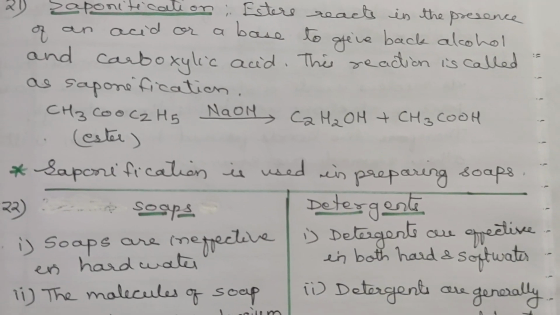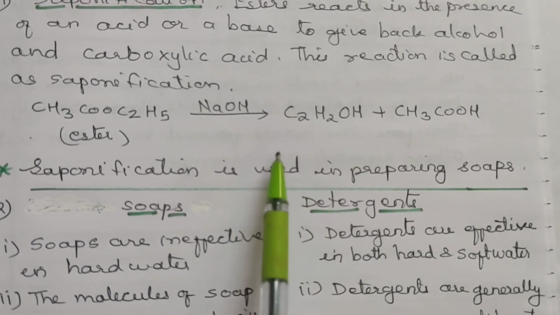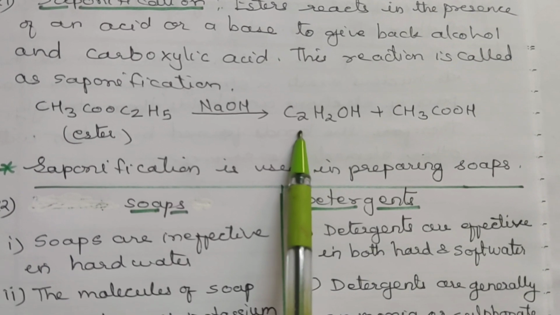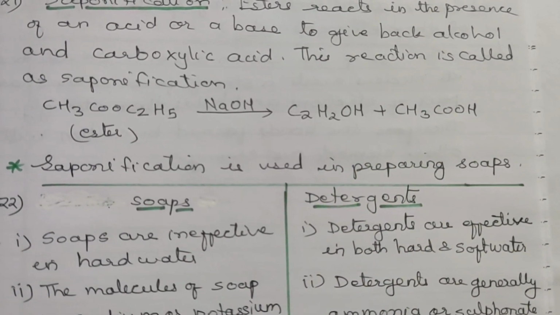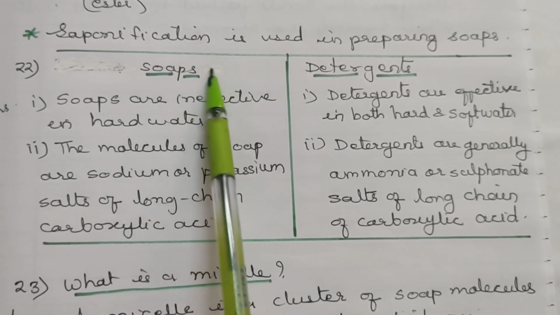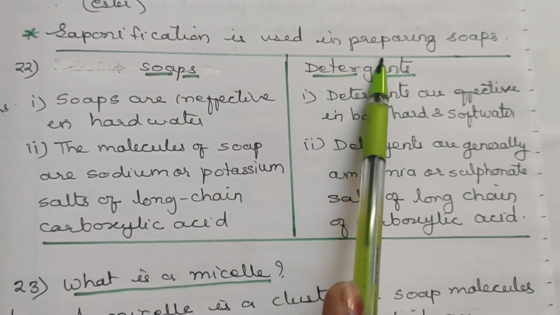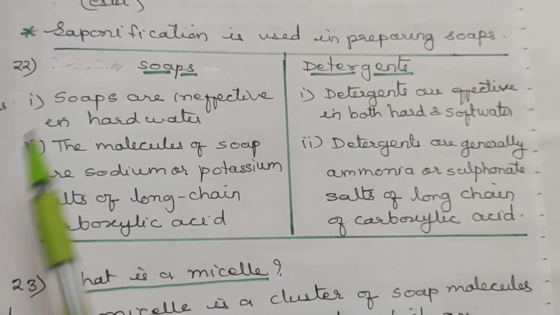CH3COOC2H5 in the presence of sodium hydroxide gives C2H5OH plus CH3COOH. The method of saponification is used in soap preparing industries to prepare soaps.